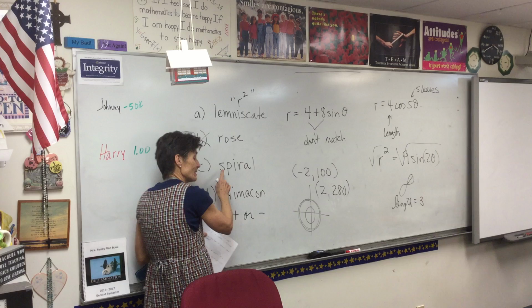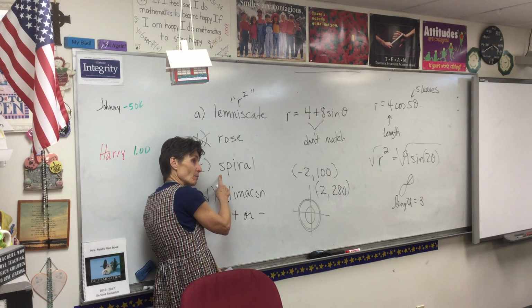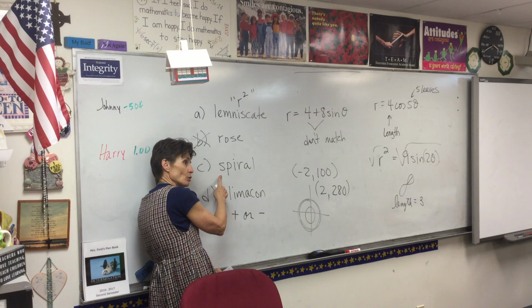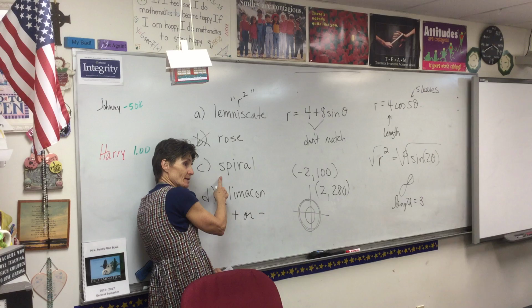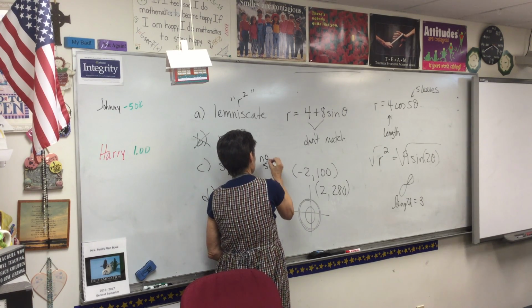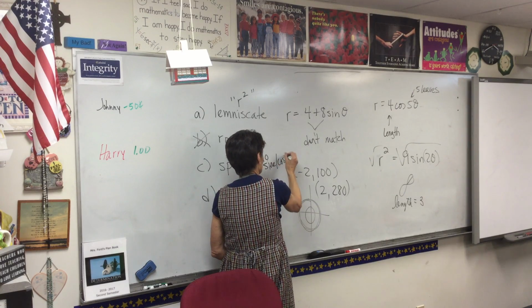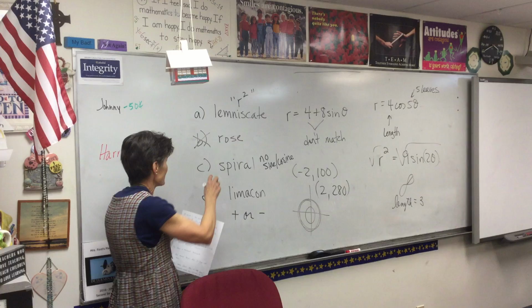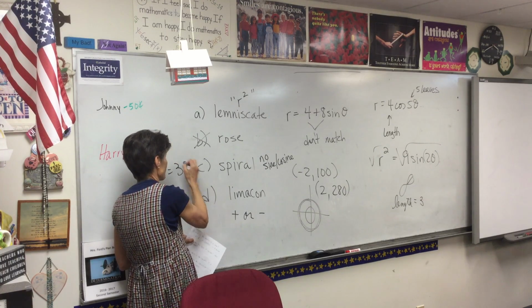Now, do you remember what's different about the equation of a spiral? Anybody happen to remember that? These equations look very different because they don't have a sine or a cosine. There's no sine or cosine. All of these equations have sines or cosines in them, but a spiral is something like just 3 theta.